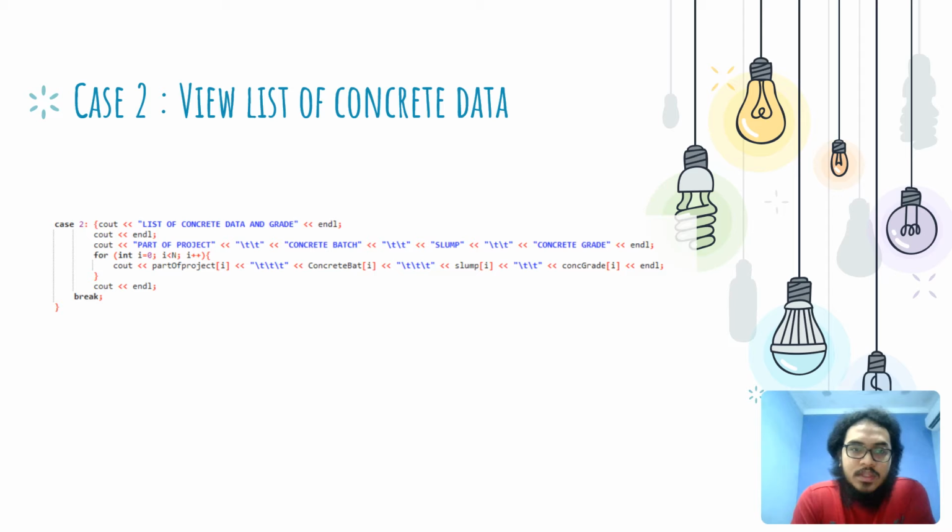For the case 2, which is to view the list of the concrete data. The case 2 is used to view the list of the concrete data that we entered earlier in case 1. So in this case, it will show all the concrete data that we have already entered in case 1. So that's all for case 2. Next, we will continue for the case 3.